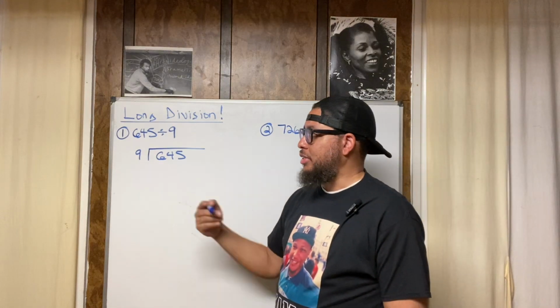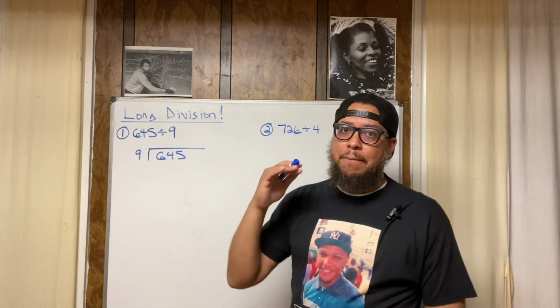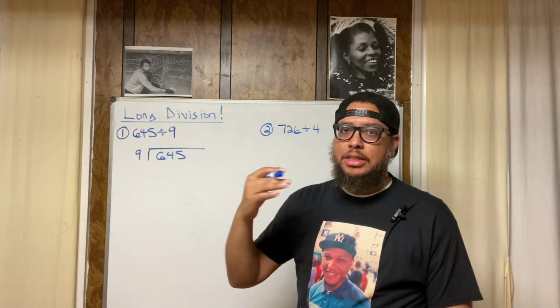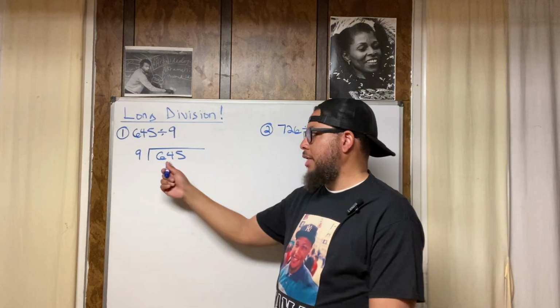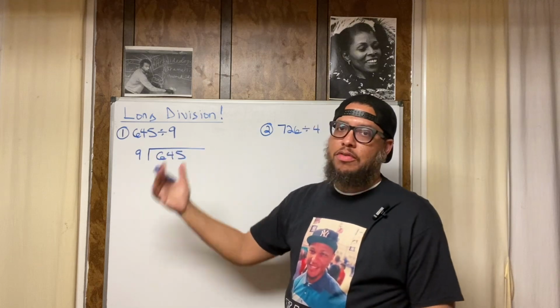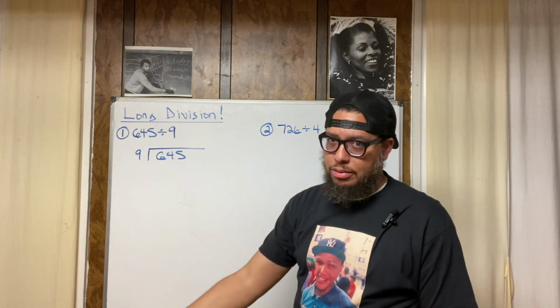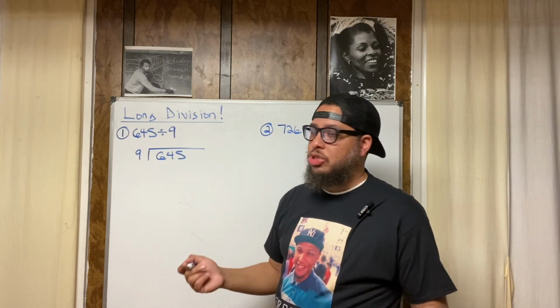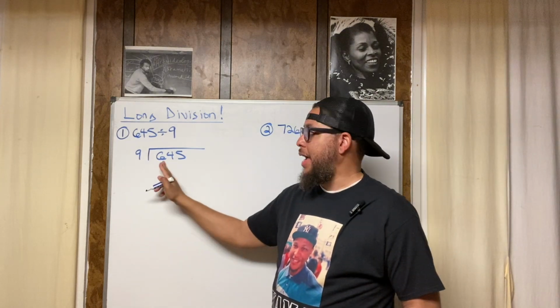Because we know that 9 times 7 is 63, then we know that at a maximum, the most 9s that can fit into 64 is 7, because 9 times 7 is 63. So 64 divided by 9 is 7 with a remainder. We don't do 8 because 9 times 8 is 72. That's more than 64. We don't want to pass this number.